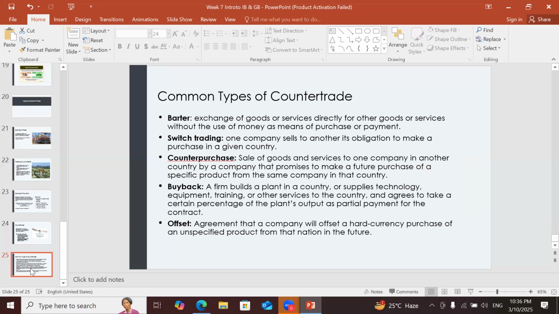Counter trade types. Barter: barter means exchanging goods and services directly for other goods or services without the use of money. No need for paper money. Okay, barter is a very old concept.